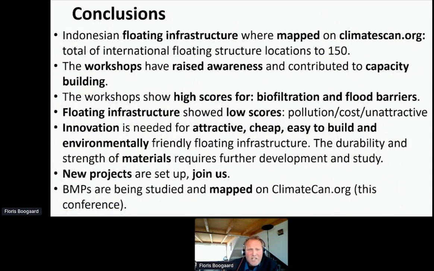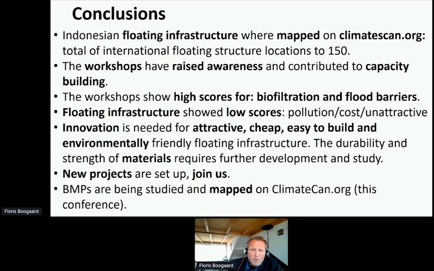I think this exercise was successful in the sense that we mapped a lot of floating structures that you can find on Climate Scan, up to 150. That's in Indonesia, in the Netherlands, but also the floating airports in Japan and floating houses in Manila, for example, that can be used as inspiration for other projects. The workshop raised awareness and contributed to capacity building. It had high scores on nature-based solutions, so we will do more projects and research on that.